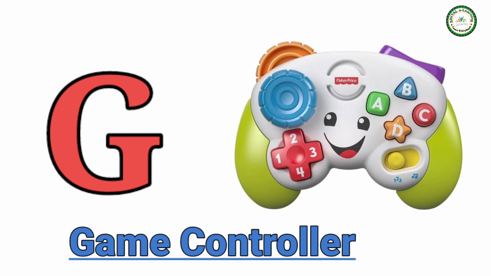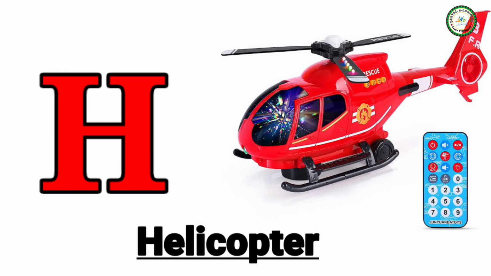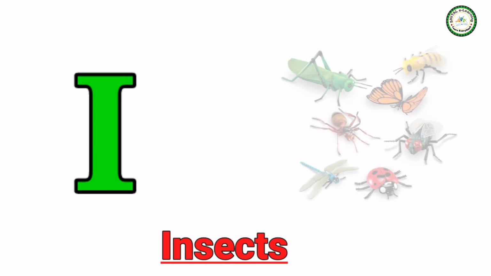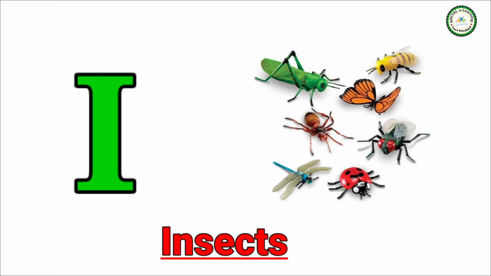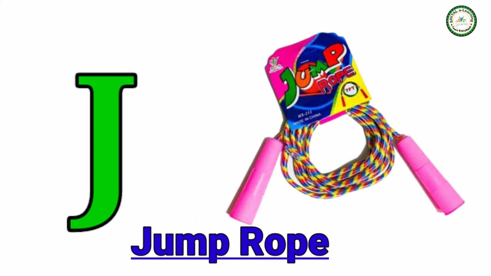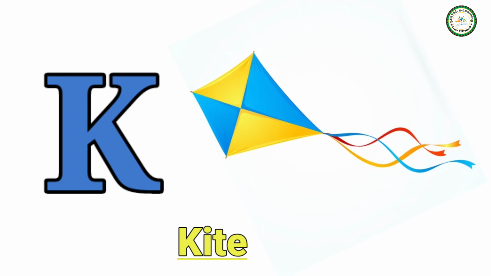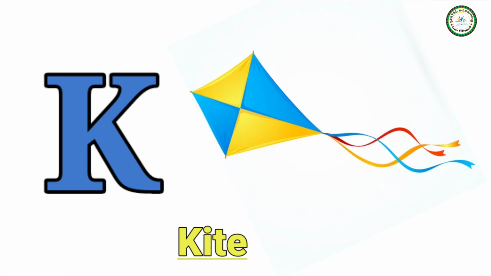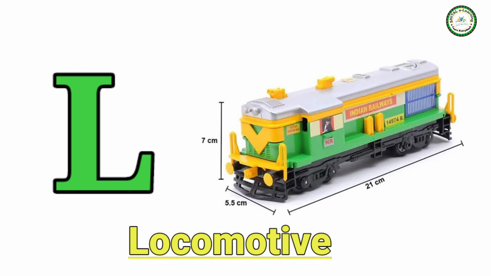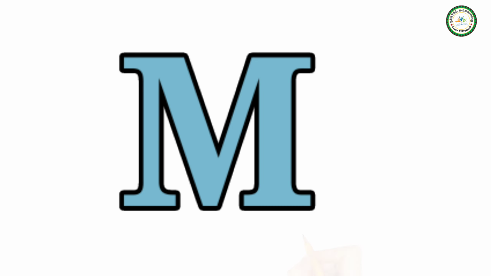G for game controller. H for helicopter. I for insects. J for jump rope. K for kite. L for locomotive.